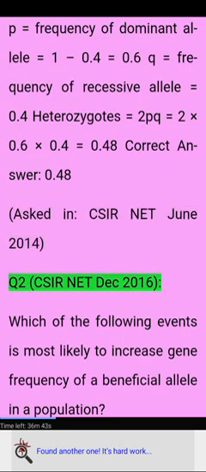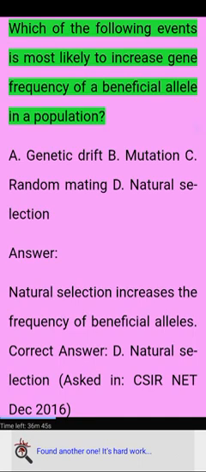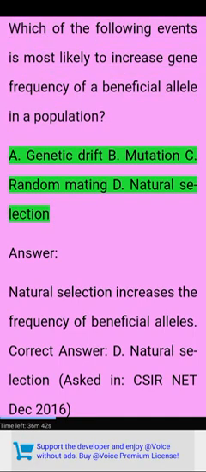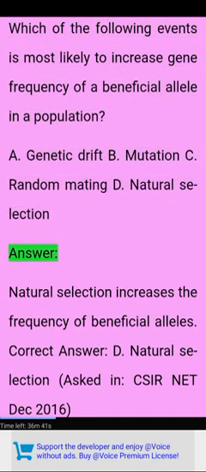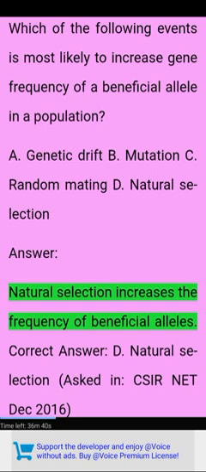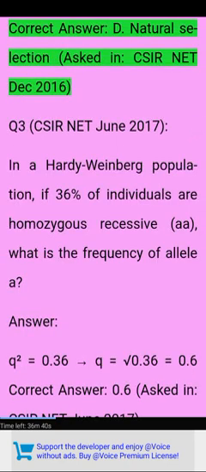Q2, CSIR-NET December 2016. Which of the following events is most likely to increase the gene frequency of a beneficial allele in a population? A, genetic drift; B, mutation; C, random mating; D, natural selection. Answer: natural selection increases the frequency of beneficial alleles. Correct answer: D, natural selection. Asked in CSIR-NET December 2016.